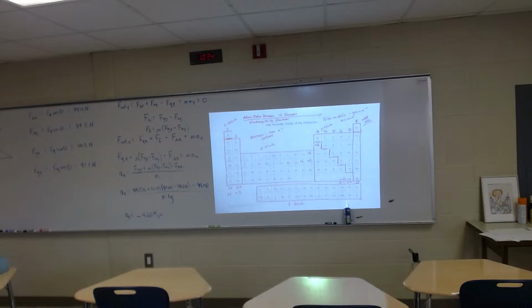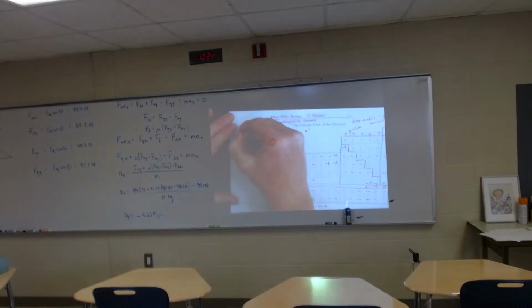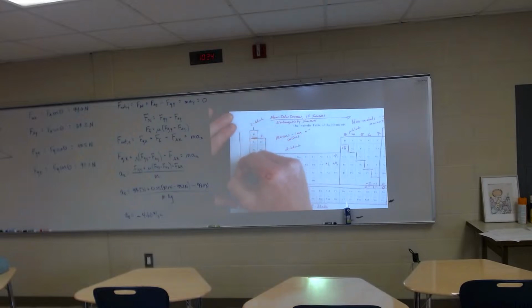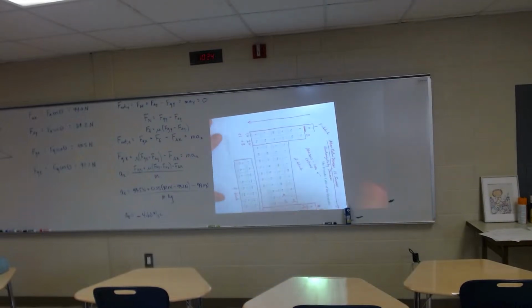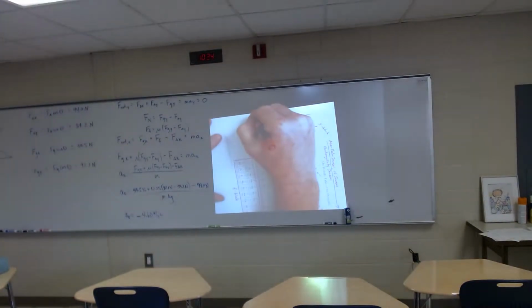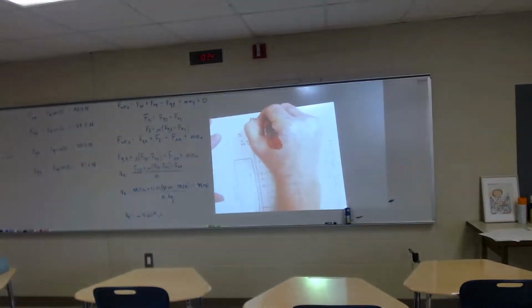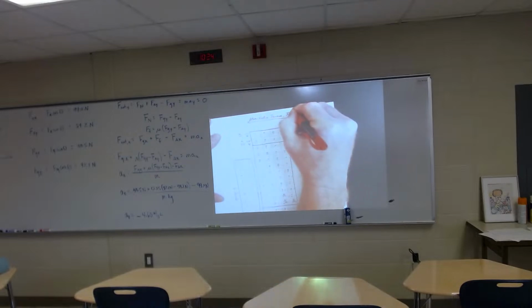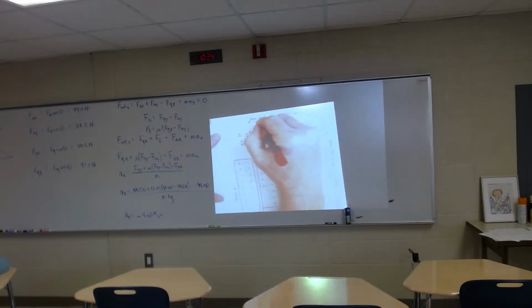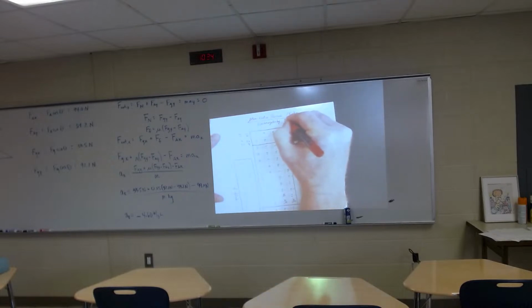Okay. As you go down a group, atomic radius increases. Ionization energy decreases. And electronegativity decreases.